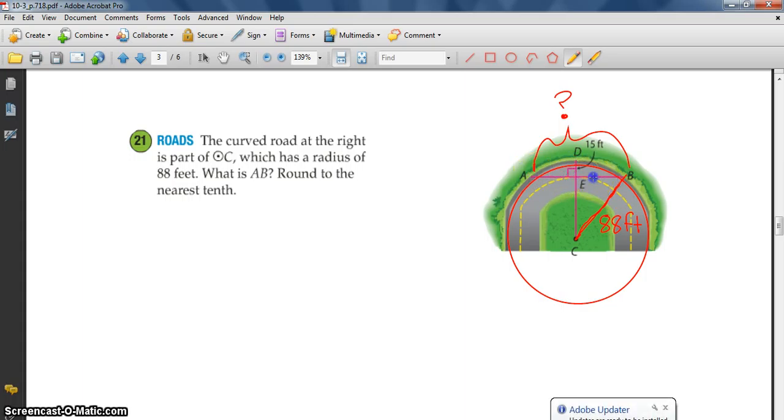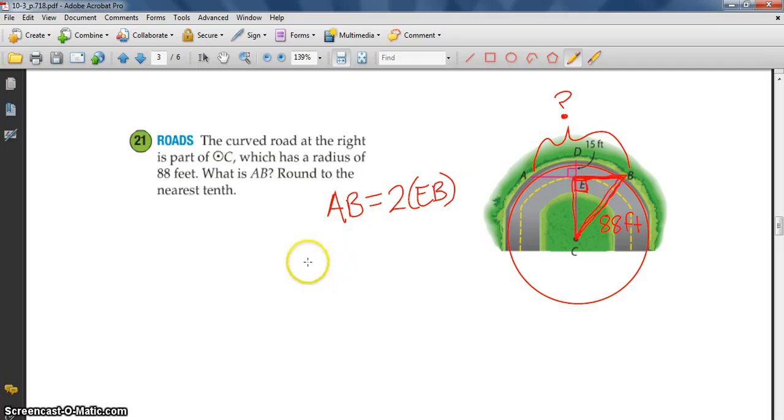Alright, so to find AB, we just have to find EB. Find EB and multiply that by 2, because the radius is perpendicular to the chord, so it's splitting the chord in half. So EB will be half of our answer, multiplied by 2, and we get the full answer. So AB is equal to 2 times EB. So let's find EB. So we have a right triangle. We'll split that off, draw that a little bit bigger. Where E is here, B is here, C is there.